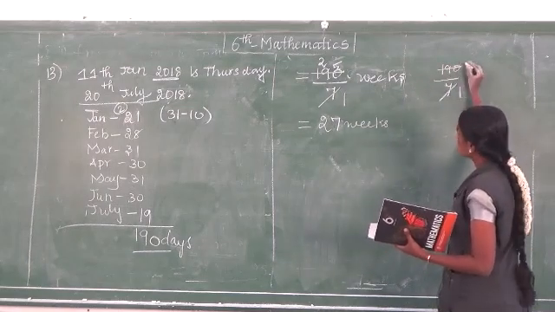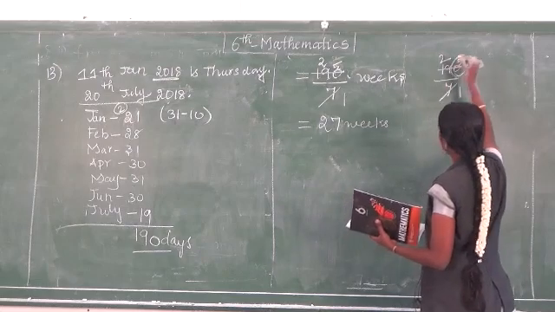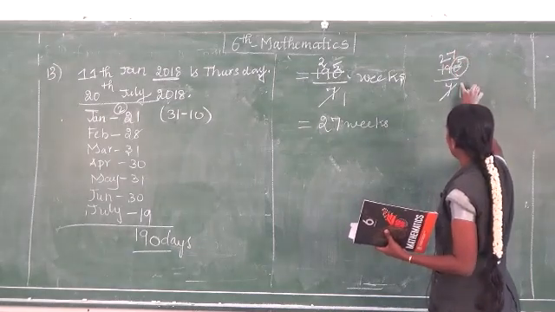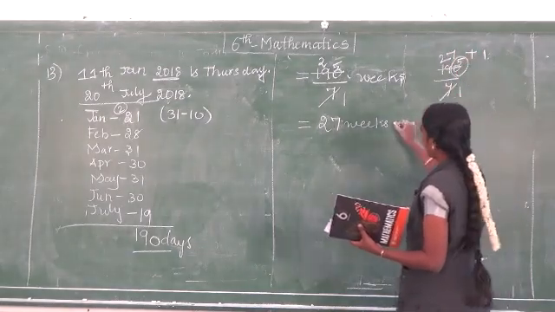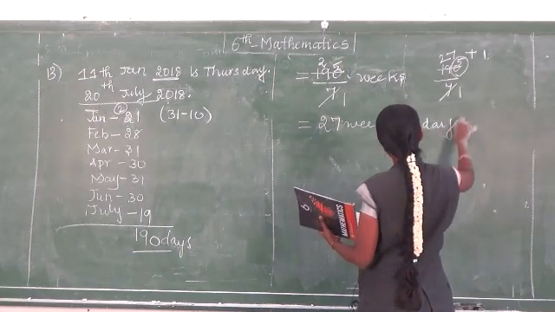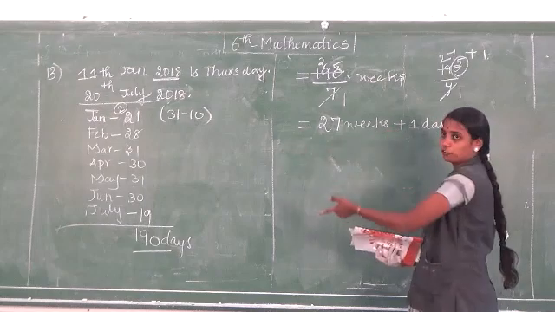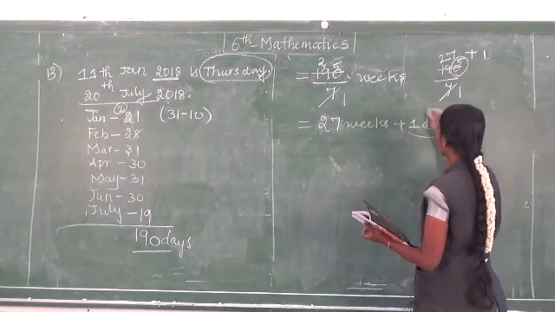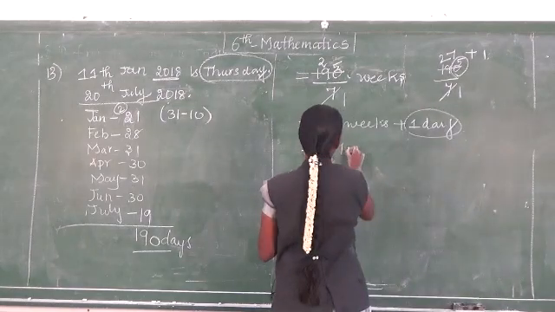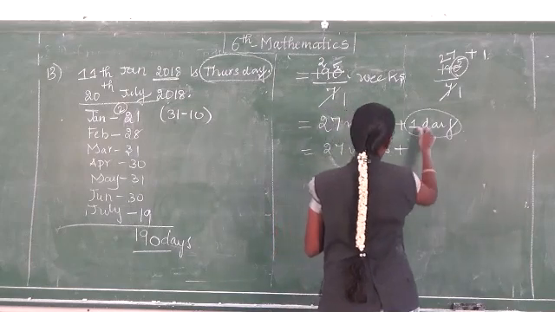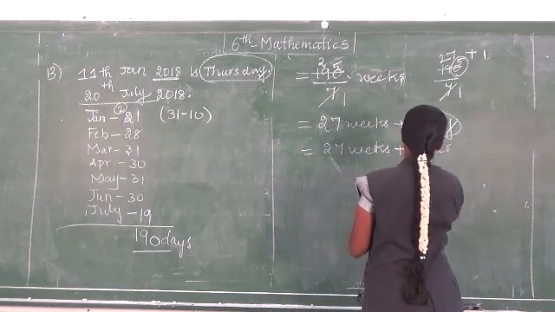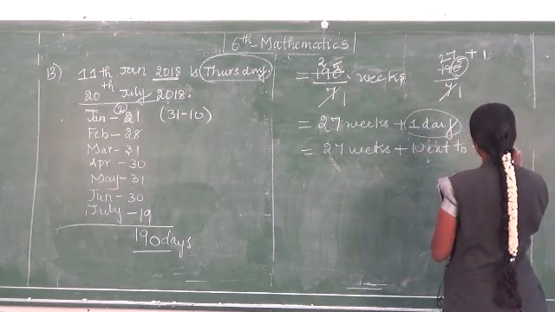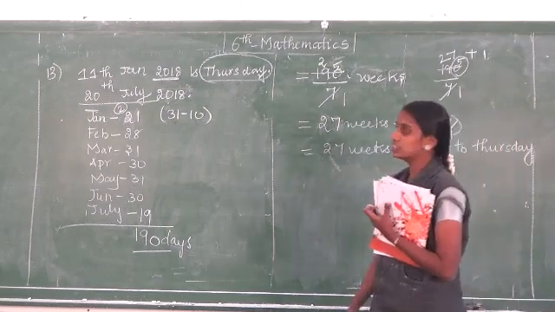7 ones are 7, 7 twos are 14, remainder 5, 50. 50, how many times will come in the 7 table? 7 times, so 27 weeks, then we have 1 day remaining. The 27 weeks before, the day was Thursday, so after the 1 day will be the next day. So 27 weeks over, the 1 day will be next to Thursday. What will be the next to Thursday? Friday.